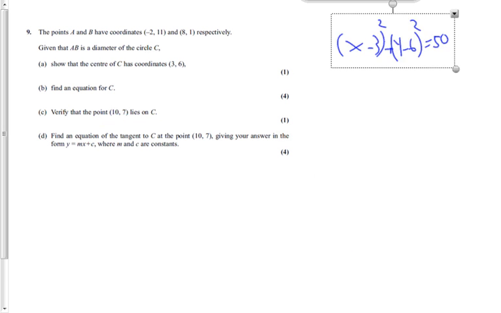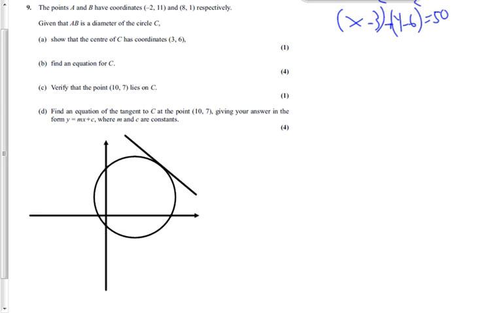Okay, very straightforward. Now the last part wants us to find an equation of the tangent to C at the point 10,7. Let me just draw a circle and a tangent just to get a little picture of what we're talking about. Just roughly, supposing that this is our circle, a rough sketch. The center is 3, 6, and this point, let's call it P, has coordinate 10, 7. Now we want the equation of this straight line, the tangent at P to the circle.